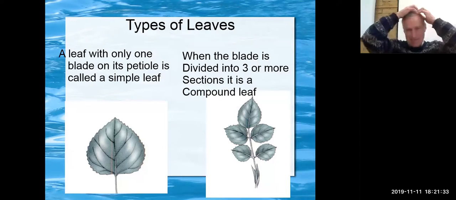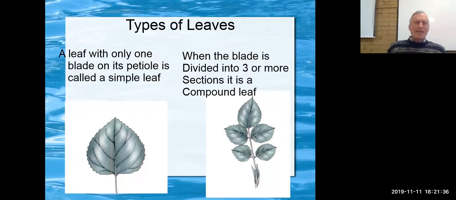All right, now there's some different types of leaves. A leaf with only one blade on its petiole is called a simple leaf. When the blade is divided into 3 or more segments, it's a compound leaf. So that on the right is one leaf, but it has 5 leaflets. That's a compound leaf. That makes sense? So when that leaf falls off of the plant, the whole thing falls off. That whole leaf grew out of one bud.